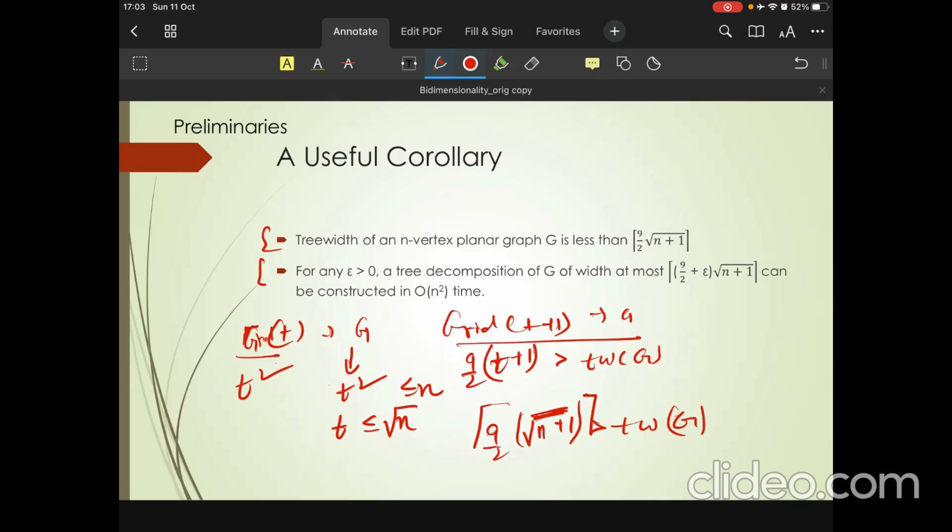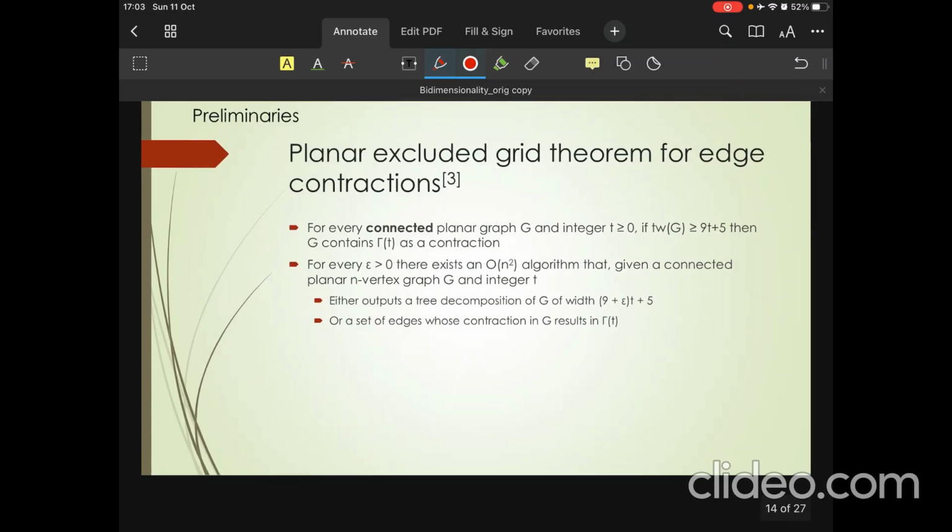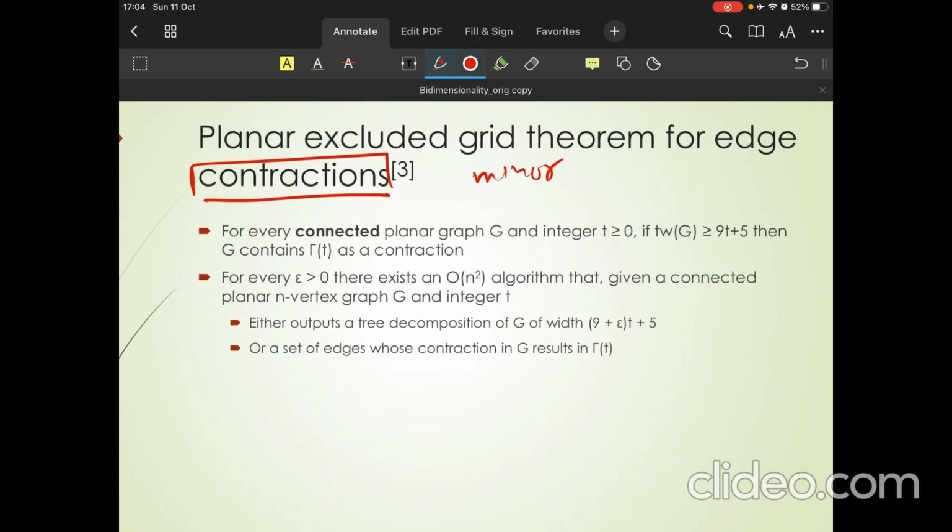Another result of this corollary is an algorithm which approximately builds a tree decomposition with the approximated tree width at most this, and it runs in order n square time. It's using the same argument. We'll not discuss it in detail. Next, we give another extension of the planar excluded grid theorem for edge contractions only. Earlier it was minor, now we consider contraction.